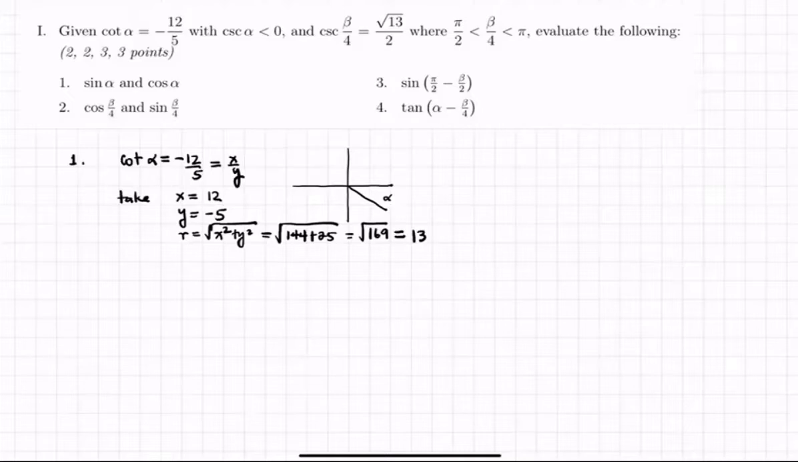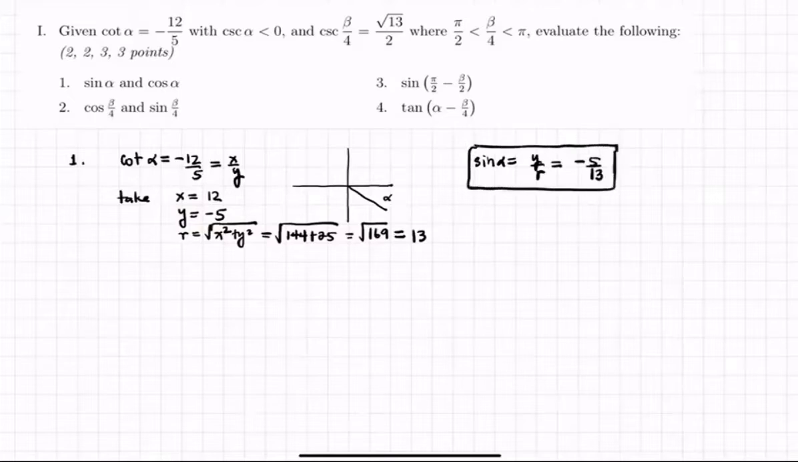Because from there, makukuha mo na yung sine alpha and cosine alpha. So we know sine alpha is y over r. What is y? Negative 5. R is 13. So sine alpha is negative 5 over 13, and cosine alpha is x over r. X is 12 and r is 13, so cosine alpha is 12 over 13.